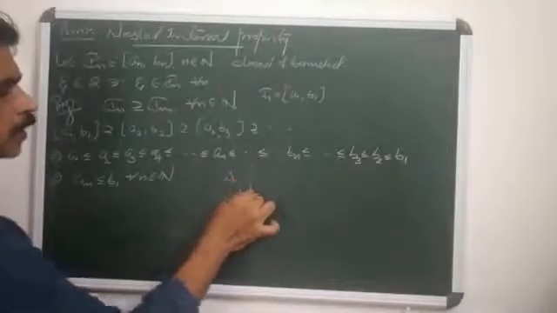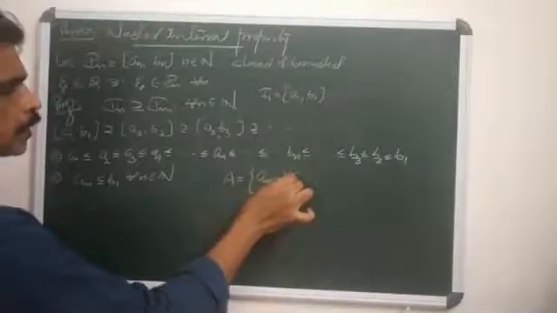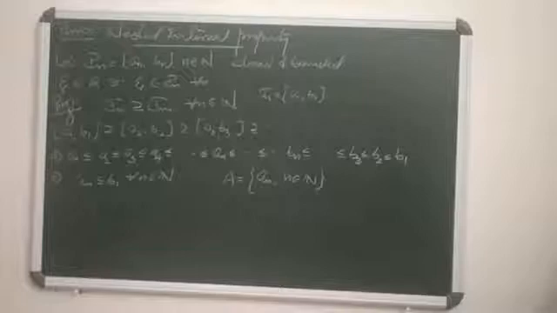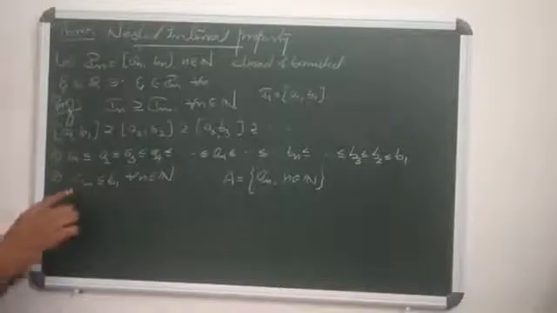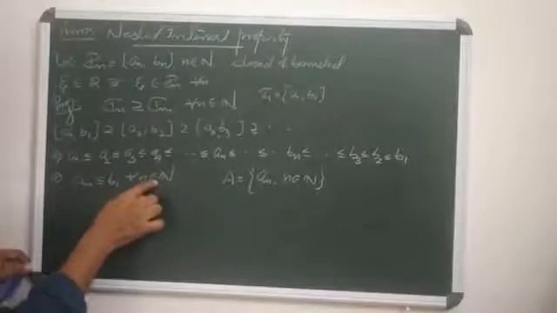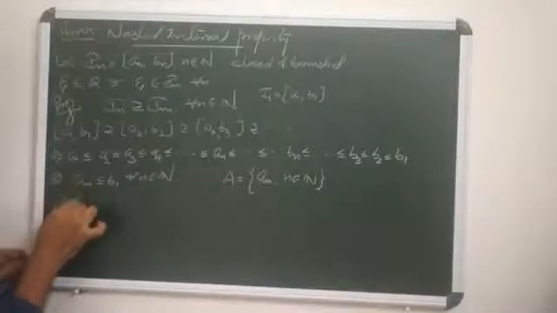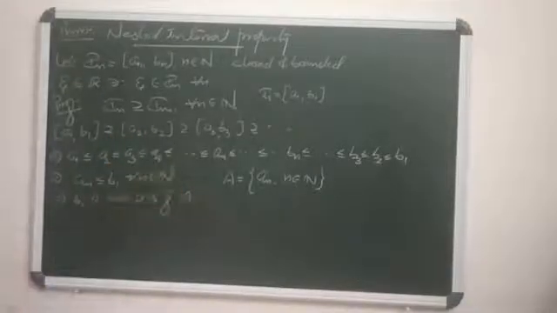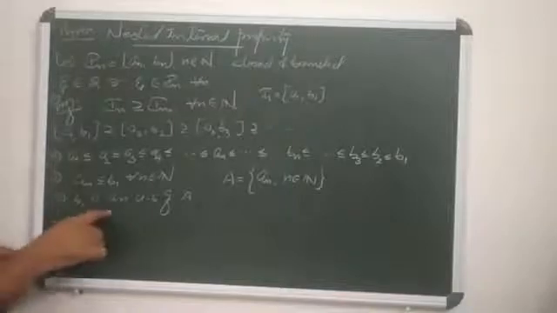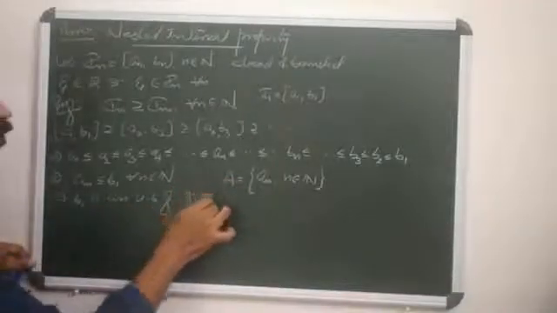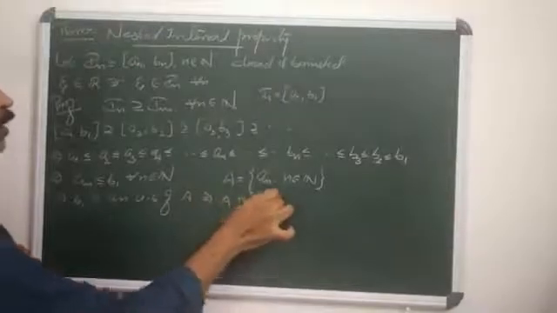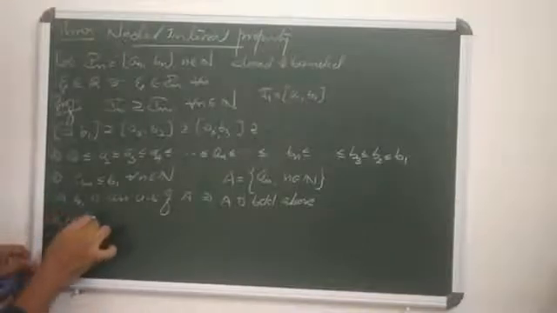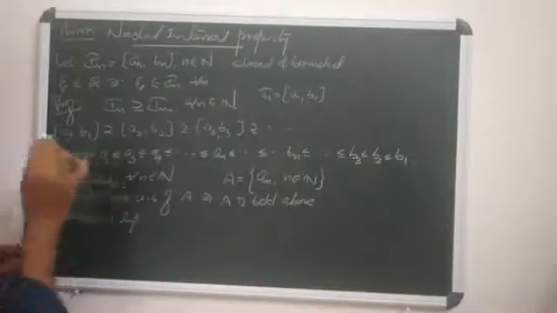Now you define a set A equals the set of all An where n is a natural number. Since An ≤ B1 for all n in N, clearly B1 is an upper bound of A. Since there is an upper bound for this A, A is bounded above. Then by the completeness property, A has a supremum.